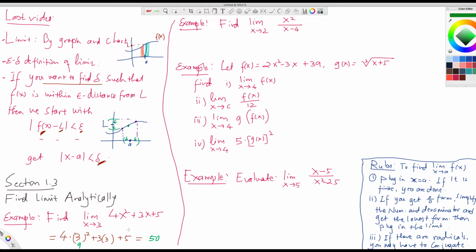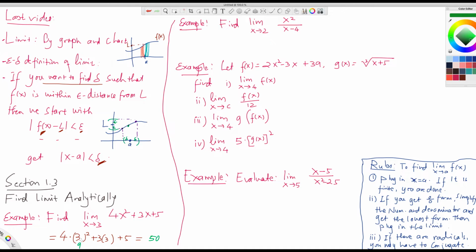You see that? Okay, so basically to find out the limit analytically, you just plug in that x value into the x there. And whatever number you get, if this number is finite, like 0 or minus 5, 10, 20, 50, like that, a finite number, then that is the answer.